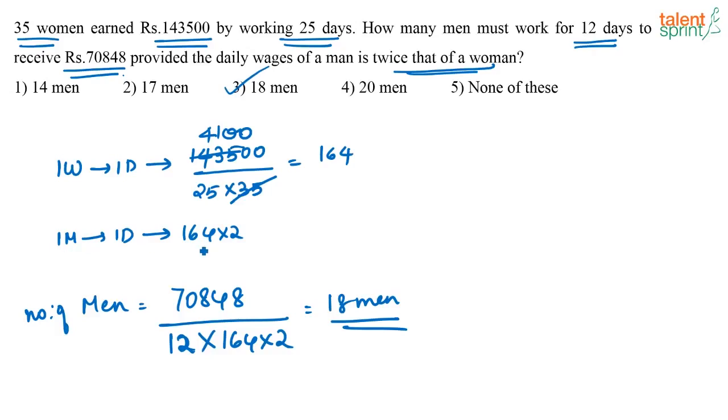See, one man in one day receives so much money. So totally we have spent 70848 rupees for the men, and they are working for 12 days. And every day one man gets 164 into 2 rupees.